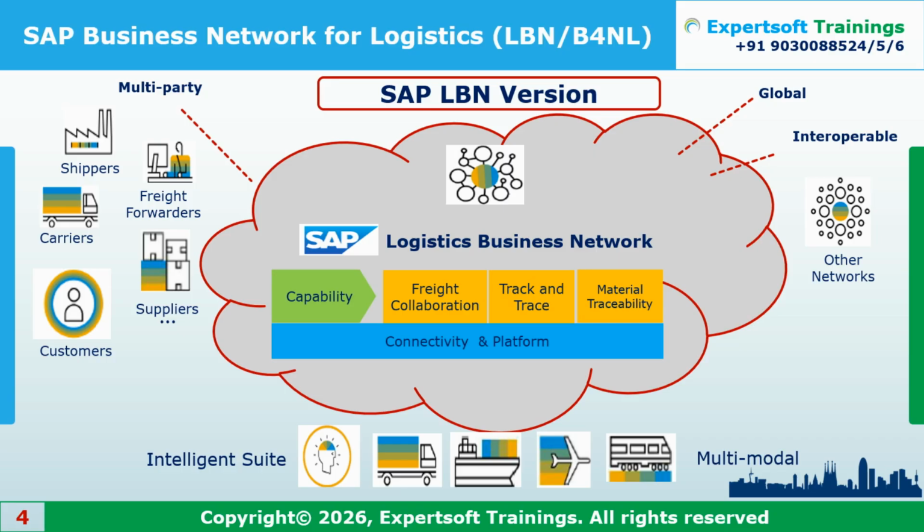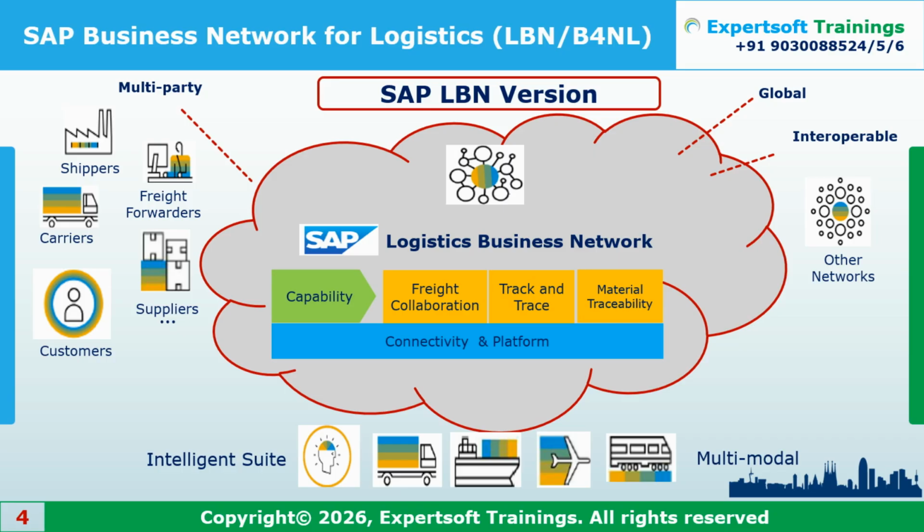The main pieces we are going to talk about are freight collaboration and track and trace, which is your visibility side. This is track and trace. Freight collaboration is your collaboration with the carriers for shipment confirmations, shipment tendering and all these functionalities. So here this is business collaboration, how you are going to do that.